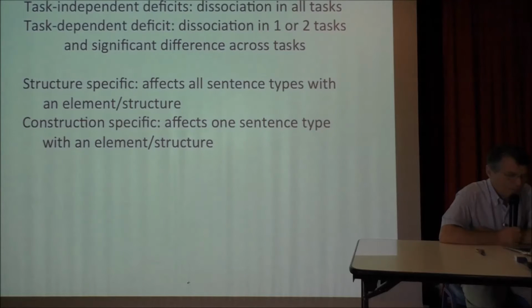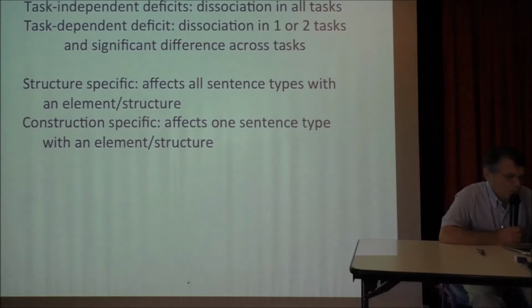That would be task-independent. A task-dependent deficit would show up as a dissociation in one task but not another, or in two tasks but not the third, and a significant difference in performance on the experimental sentence across tasks, and a significant difference in the difference between baseline and experimental sentence performance across the two tasks. Again, because of this problem of differences being so small that you don't want to hang your hat on them.